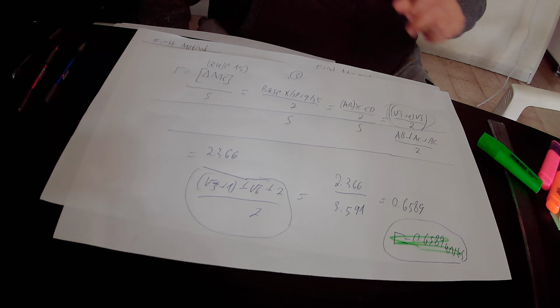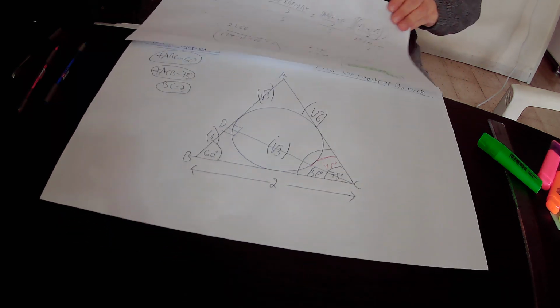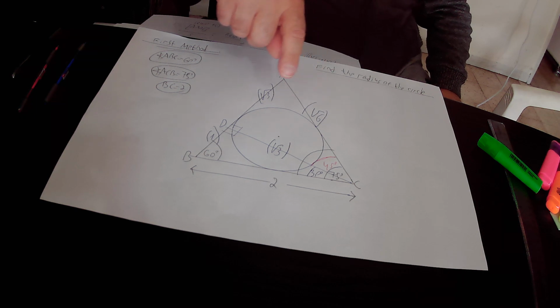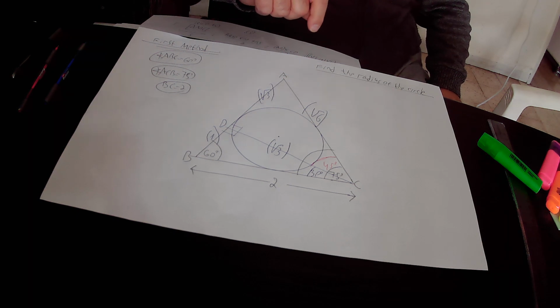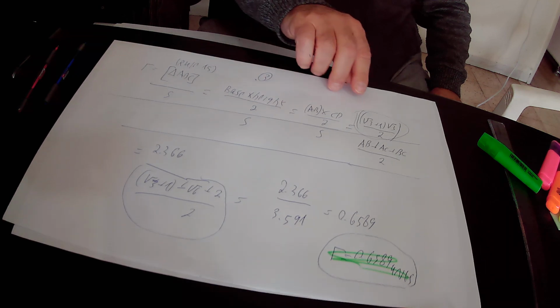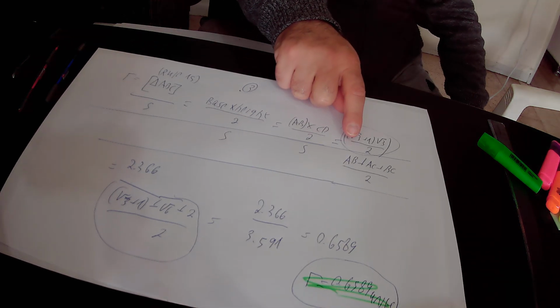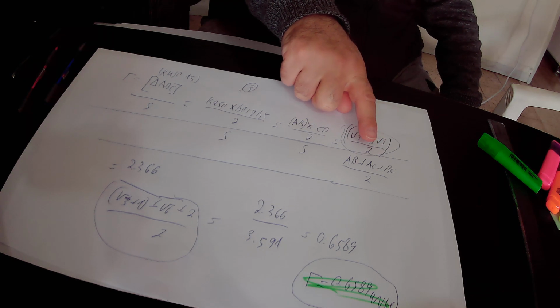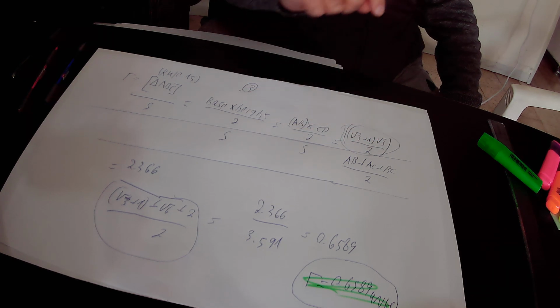The semi-perimeter of triangle ABC equals the perimeter over 2. The perimeter of this triangle ABC is AB plus AC plus BC, and if we divide the perimeter by 2, we get the semi-perimeter S. So in total, the semi-perimeter of our triangle, triangle ABC, equals the perimeter, that is AB plus AC plus BC, divided by 2.